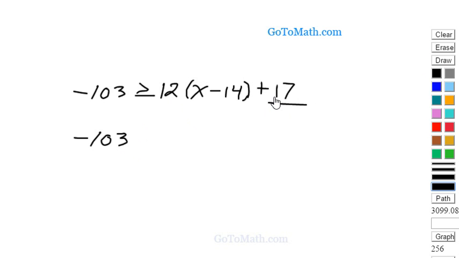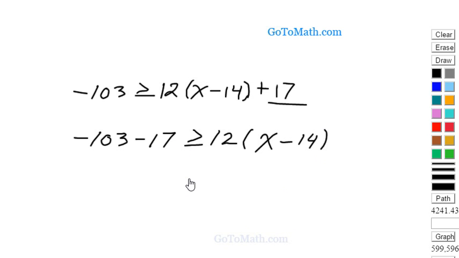And I'm going to take this 17 and take it over to this side of the inequality. So if it's positive and we move it over here to this side, then it becomes minus. Alright, so that's the way I see it. And then we have greater than or equal to 12 times x minus 14. Alright, and of course we'll go ahead and simplify that down. That looks like negative 120, doesn't it?